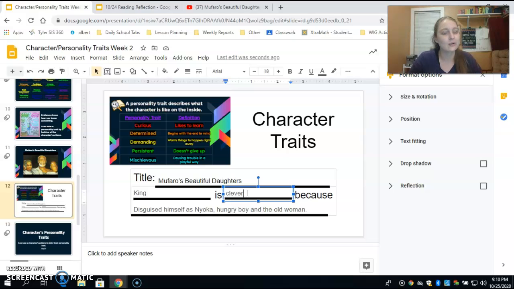Because we know Minyara was kind of like always nice in front of her dad, but mean to her sister when her dad wasn't around. So she wasn't always showing her true self to people. But when the king disguised himself, he was able to see what Minyara was really like, because she was rude to the boy and to the old woman. But we know that Nyasha was actually quite kind to them. So I would say the king is clever because he disguised himself as Nyoka, the hungry boy, and the old woman.